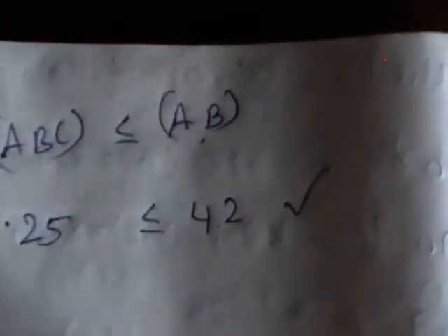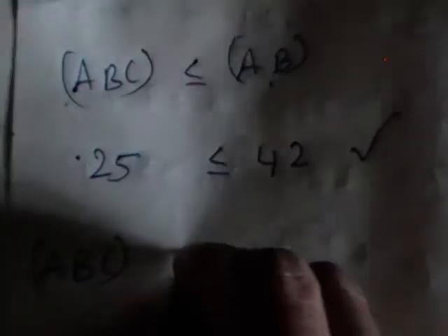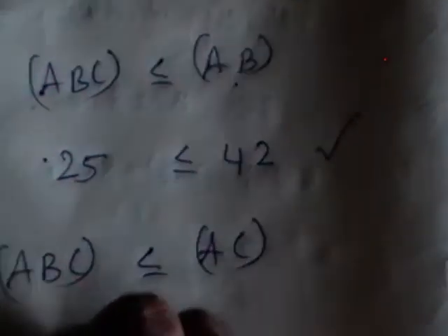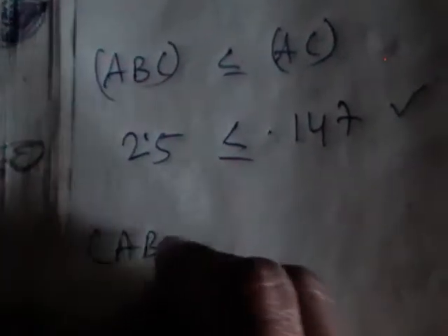What is the second condition? ABC should be less than or equal to AB. So what is ABC? 25 is less than or equal to 42. So satisfied. What is the next condition? ABC less than or equal to AC. ABC is 25. What is AC? AC is nothing but 147. This is also satisfied. What is the next condition? ABC less than or equal to BC. 25 less than or equal to BC, which is 86. This is also satisfied.